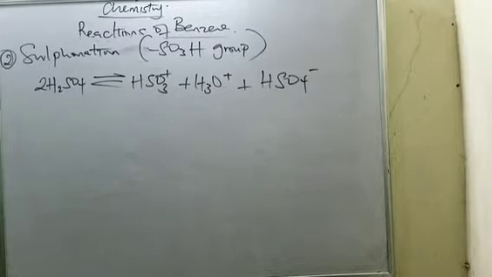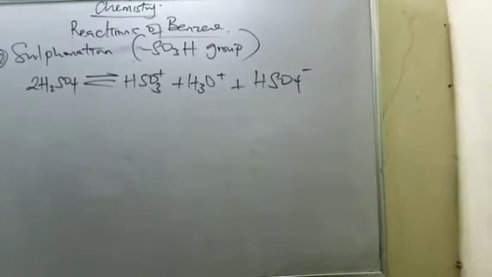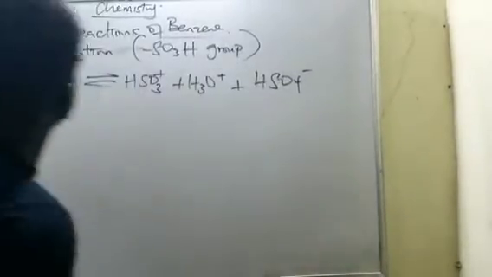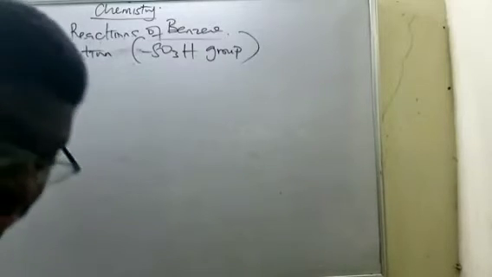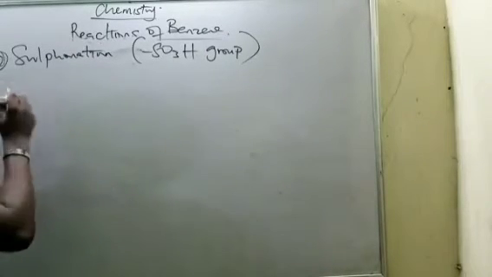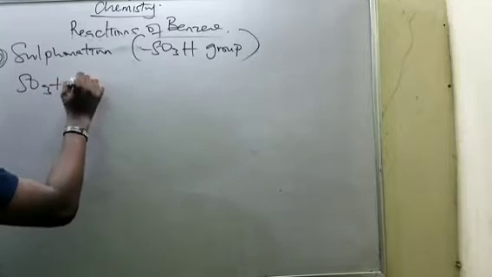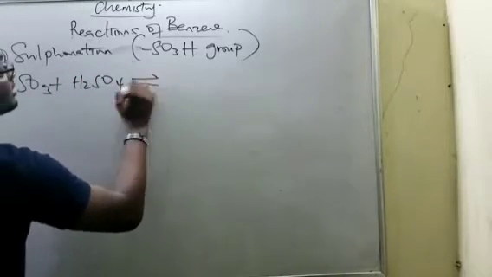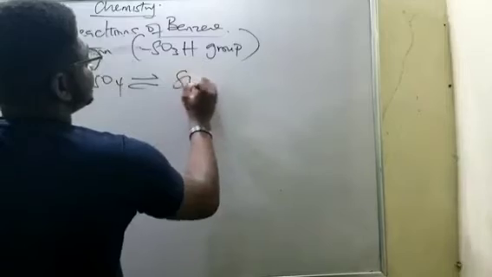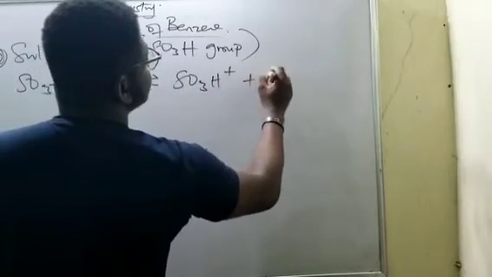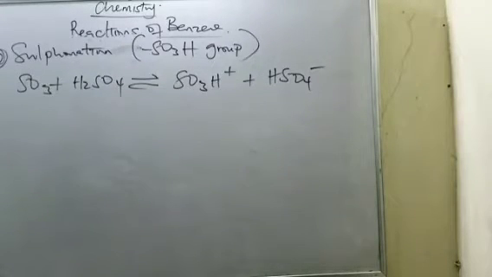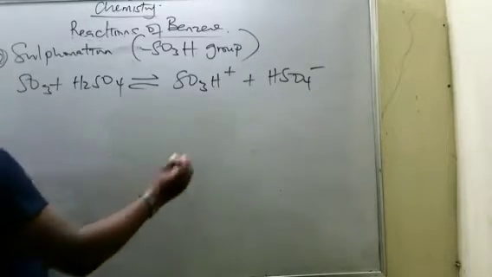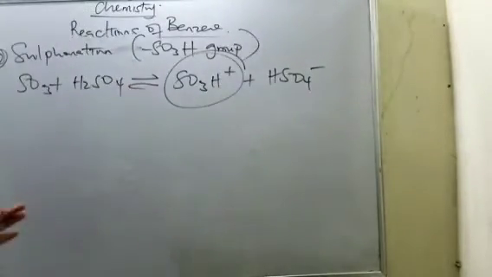So looking at the balancing, why don't we try the combination of SO3, just like we are trying to derive oleum. So we have SO3 plus H2SO4. I think this should give us SO3H+ plus HSO4-. Okay, I think this is right. Good. So we have our electrophile that we want to attach.